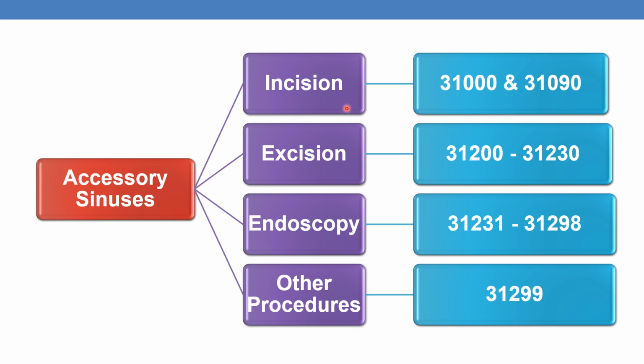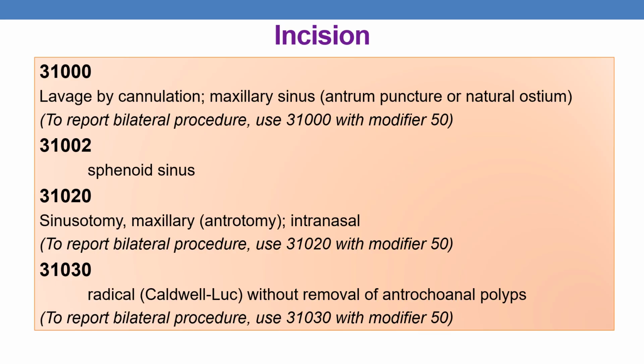The CPT range for incision is 31000 to 31090 and for excision it is 31200 to 31230 and for endoscopy the CPT range is 31231 to 31298 and finally for other procedures there is only one CPT, 31299. Coming to incision, the first CPT is 31000. Lavage by canaliculation maxillary sinus, antrum puncture or natural ostium. And to report a bilateral procedure, use 31000 with modifier 50.